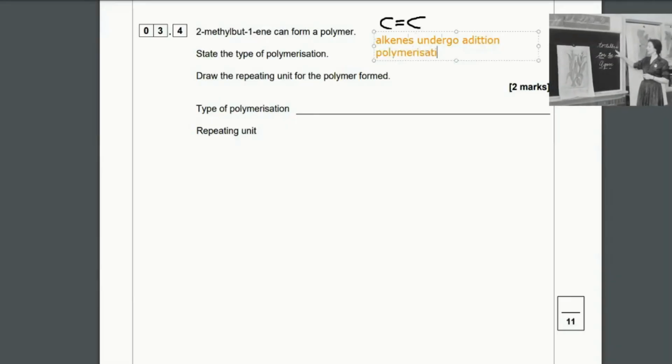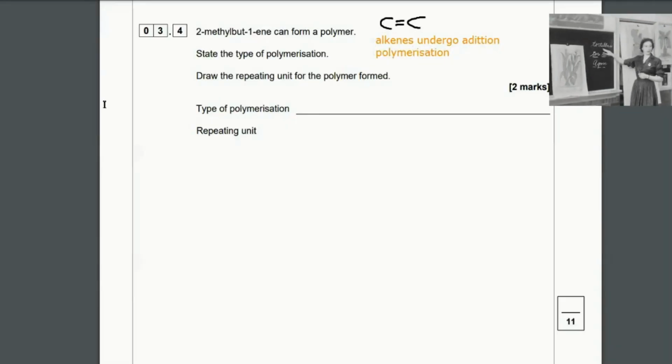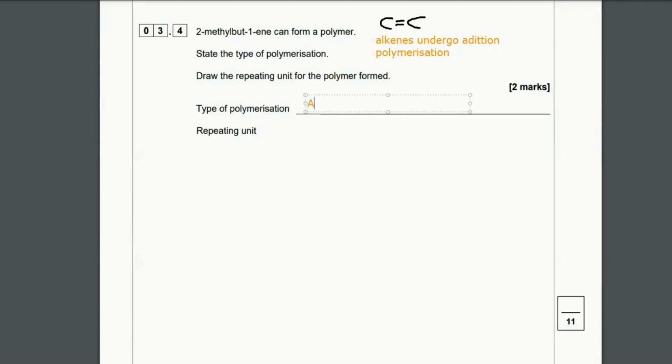Never mind. Anyway, alkenes undergo addition polymerization. So the type of polymerization is addition. The other type that you can put as an answer is condensation, but you get a water molecule removed there. Okay, so now let's draw the repeat unit. In order to draw the repeat unit, I want to do the monomer. I want to write out 2-methyl-butene again, but in monomer form. So we've got the double bond here, and then I'm going to draw it all out like this.